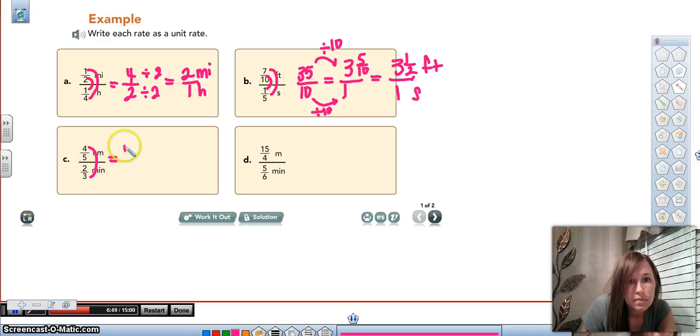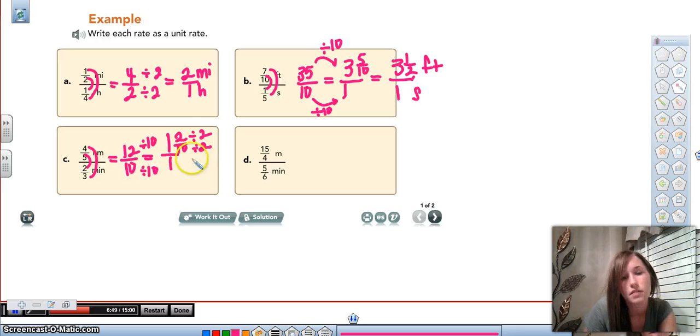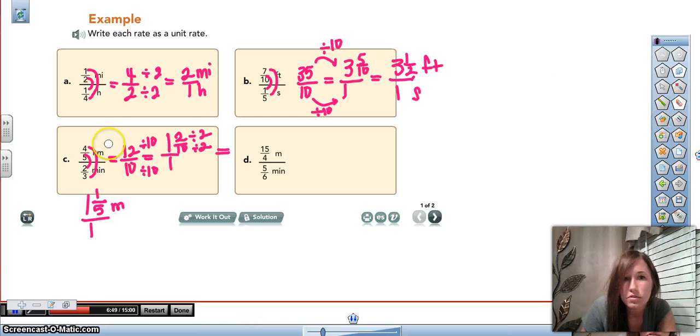4 times 3, 5 times 2. I want my denominator to be 1, so I can divide by 10. 12 divided by 10. 10 goes into 12 one whole time with 2 left over out of 10. We can reduce this. I'm getting a little sloppy up there. And we can get 1 and 1/5 for 1 minute. What was this? Millimeters? Oh, kilometers.